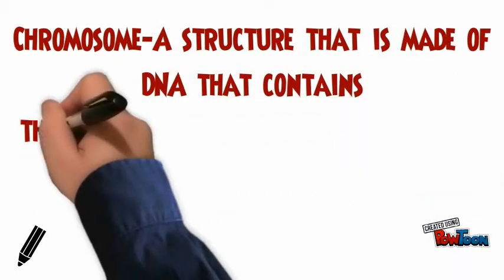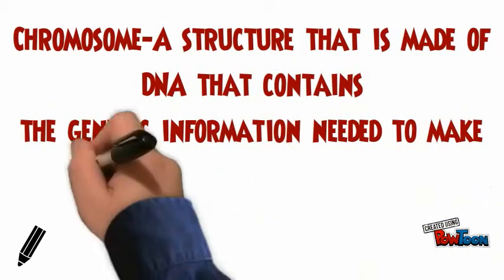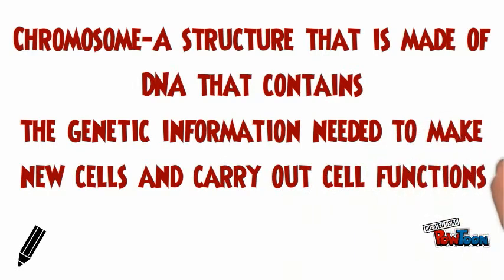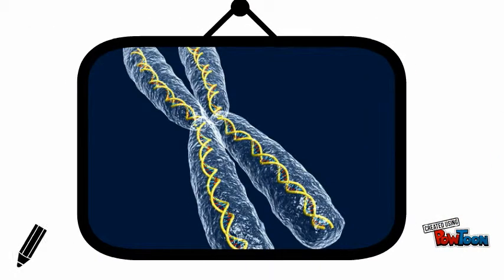Chromosome, a structure that is made of DNA that contains the genetic information needed to make new cells and carry out cell functions. This is what a chromosome looks like. Notice the DNA inside.